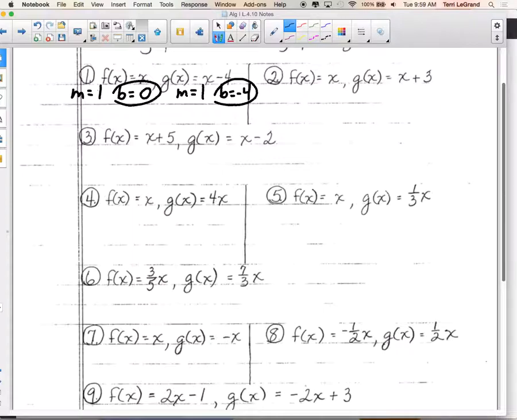A translation. And when we talk about a translation, we're going to talk about up or down, so direction and distance. So what happened to the parent function? Its y-intercept is at 0. The new function, the transform function, is at -4, its y-intercept. So what happened? It was translated down 4.